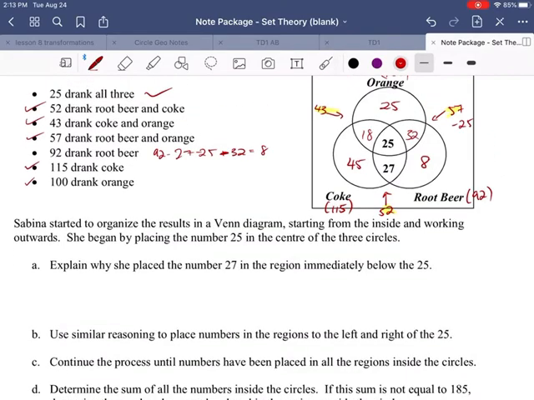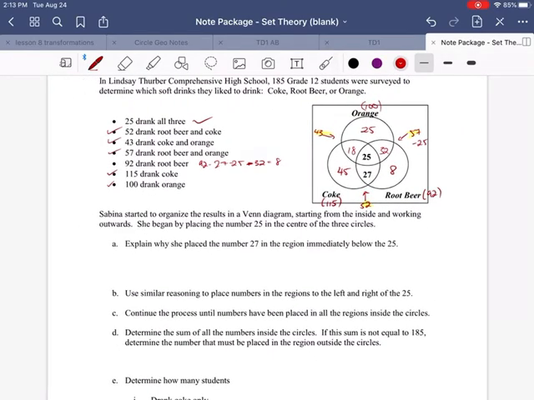All right, so we've worked through this Venn diagram, and you were careful not to use the 115 and all these other numbers inside the Venn diagram, because if it says they drank root beer, well, that also includes the people that have drank orange and root beer.